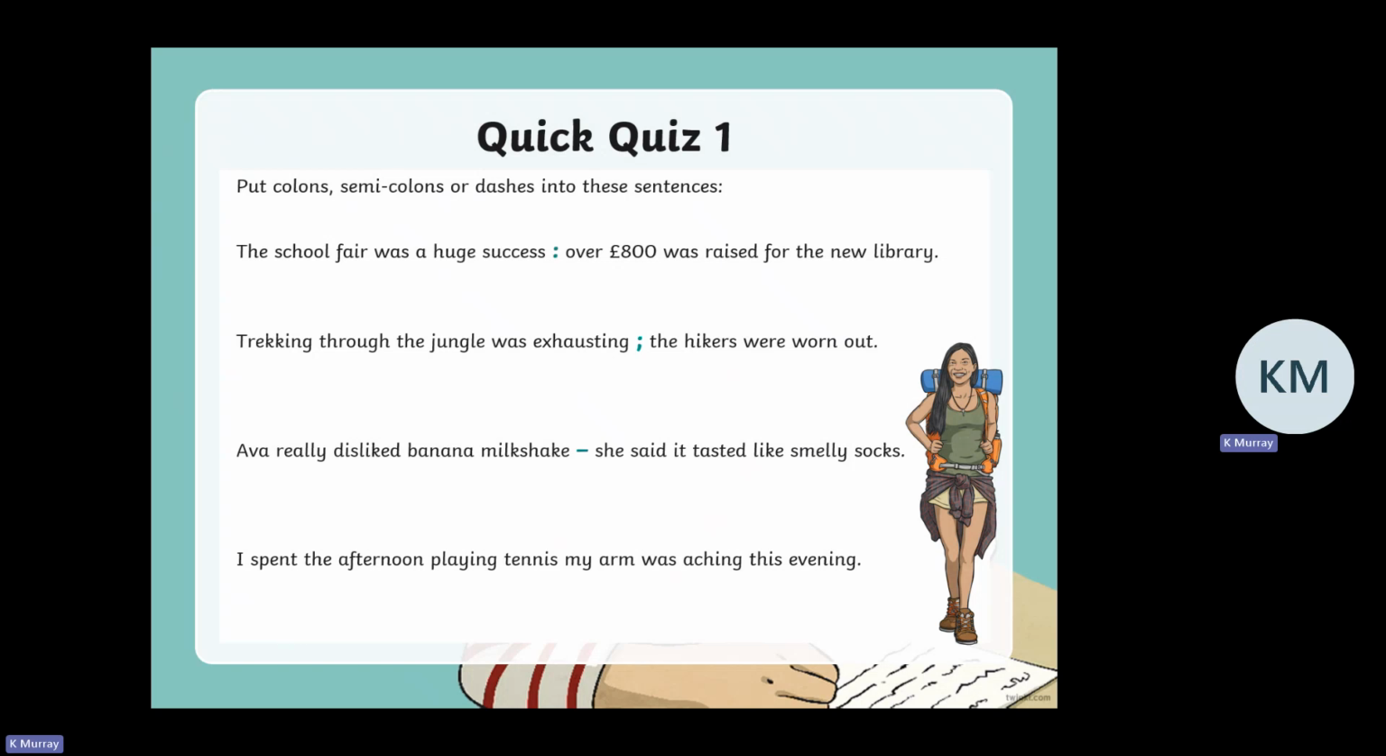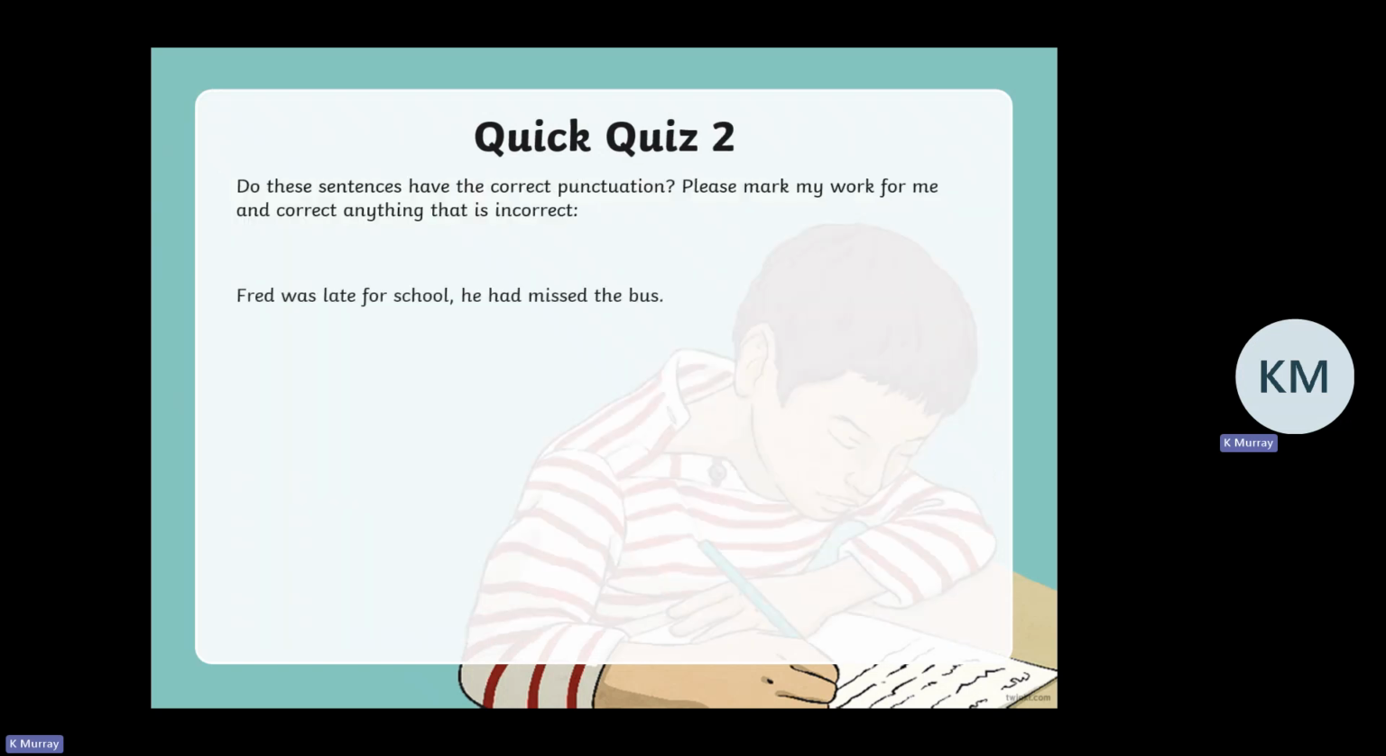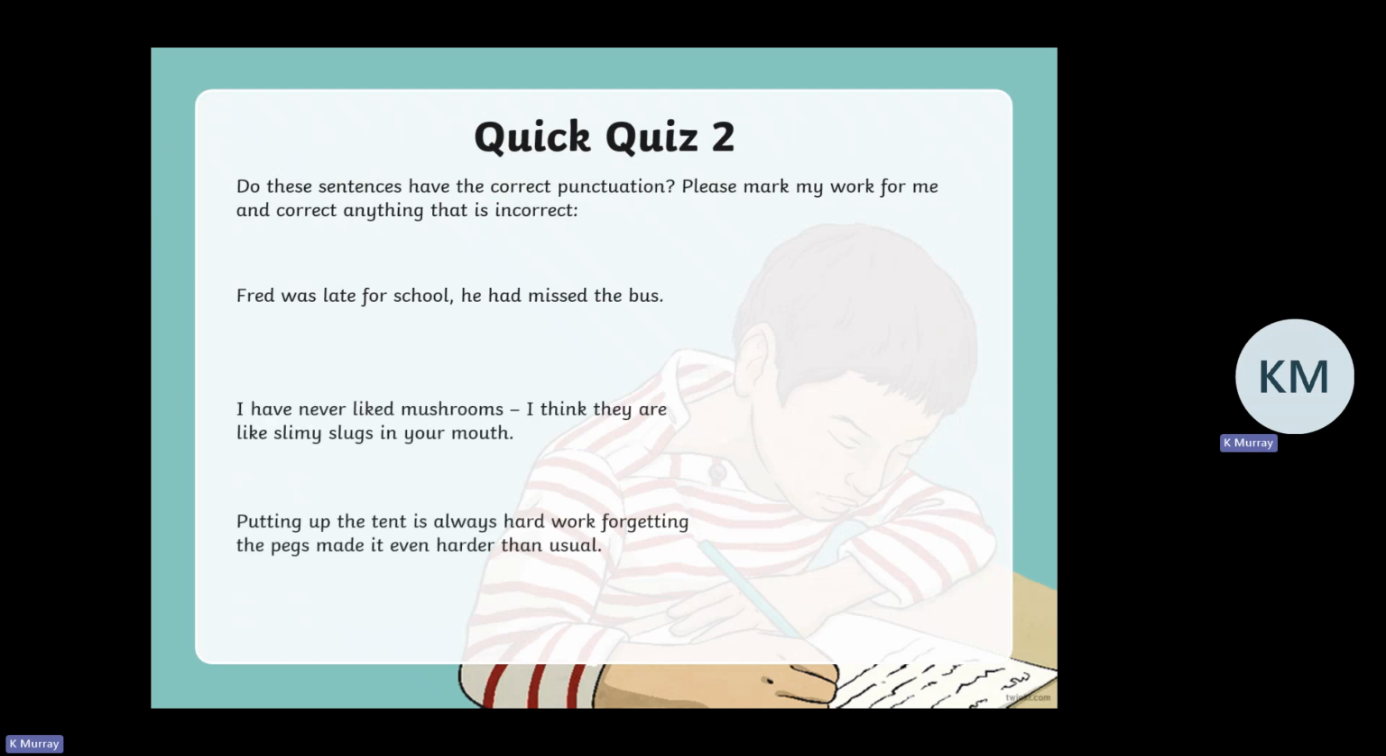They're both independent. I spent the afternoon playing tennis. My arm was aching this evening. Right, it's linked, semicolon. Just trying to think of doing something a bit different. What about this then? Fred was late for school. He'd missed the bus. Right, guys, that's the comma splice. Fred was late for school. He had missed the bus. All right, we need some stronger punctuation there, not the comma. We cannot use the comma, remember, simple rule for two independent clauses.